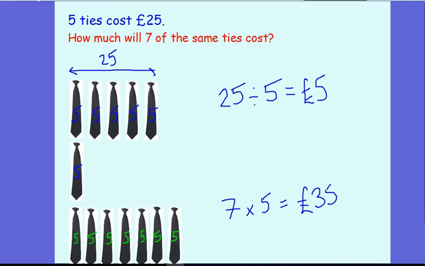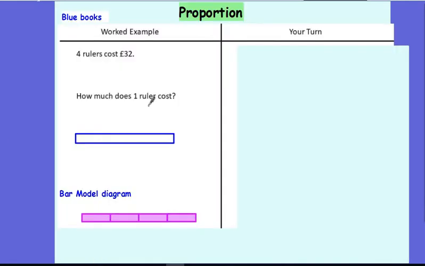Okay, Year 7, can you get your dark blue books out? Can you give me the title proportion? And when you've written that title, can I see pens down and eyes on the board?